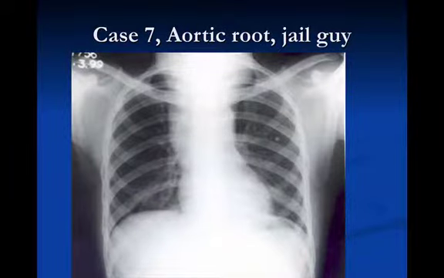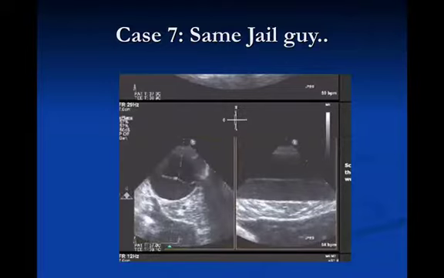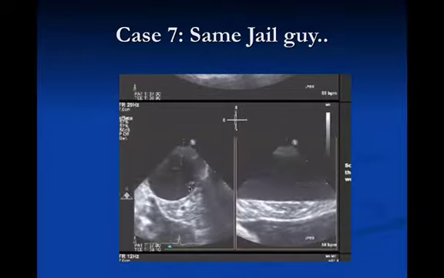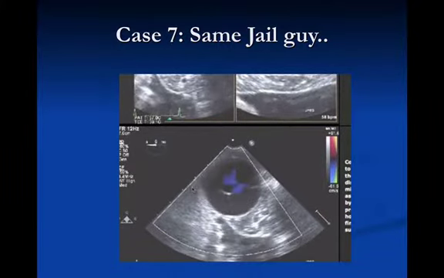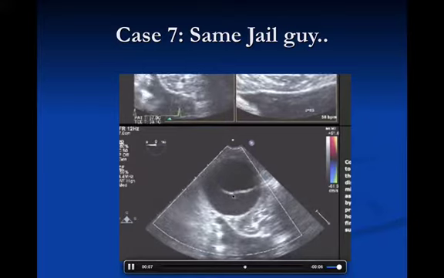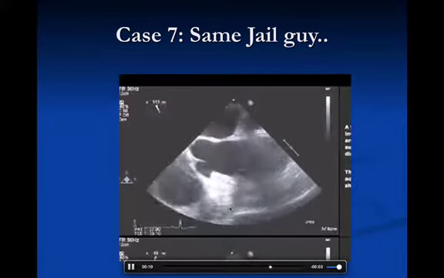This case is different. This was a younger guy who was noticed to have a widened mediastinum in jail when he was getting a TB check, so they sent him in for further evaluation. And the same guy, these are the views of his aorta. He had a giant aorta, and it looked like he had a clear dissection in his aorta. He was a schizophrenic jail guy, and here you can see the dissection flapping. Here again, you can see it flapping with the true lumen and the false lumen.